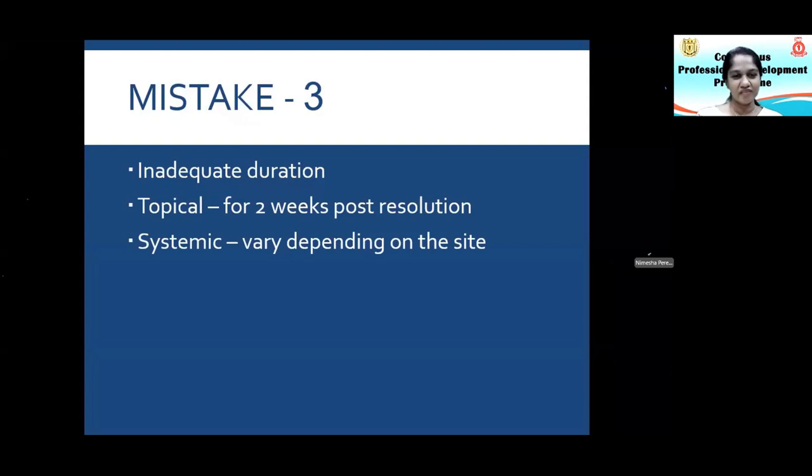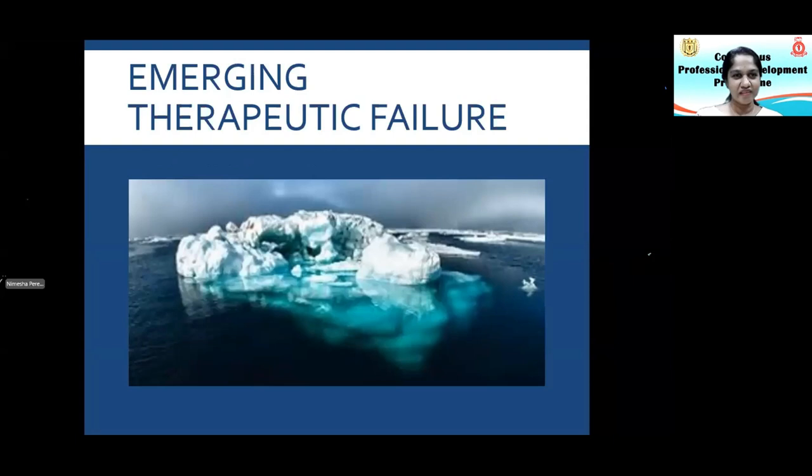Why I'm saying this is, there's emerging therapeutic failure for dermatophytosis. Unlike antibiotics, we have only three or four antifungals to deal with. So tinea becoming resistant to therapy is going to be a major issue. So these are the mistakes that we can make, and we must minimize this therapeutic failure from our side.